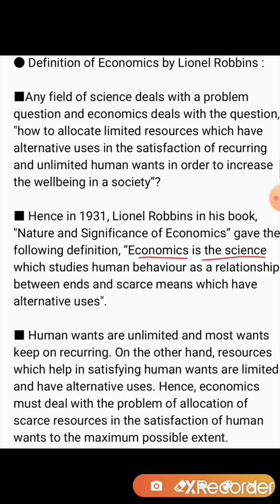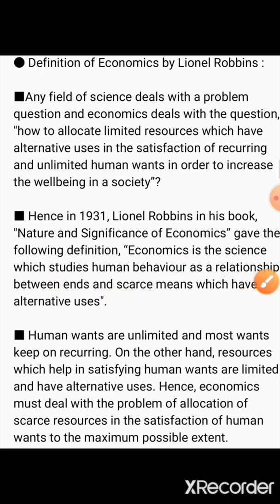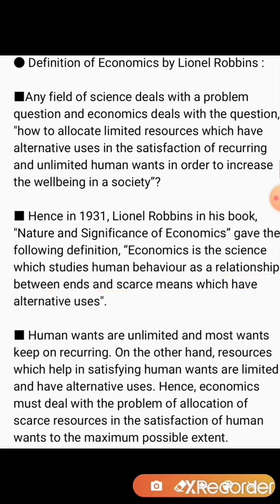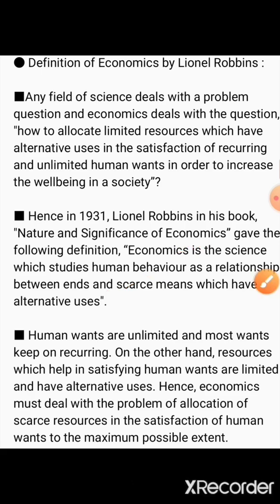Economics is the science which studies human behavior as a relationship between ends and scarce means which have alternative uses. This is the same as we have discussed above. Here Robbins is saying that economics is a science which studies human behavior, and it speaks about scarce means. It means that resources are limited and have alternative uses, and economics is a science which helps humans to use these limited resources in the best possible manner to get the maximum satisfaction.